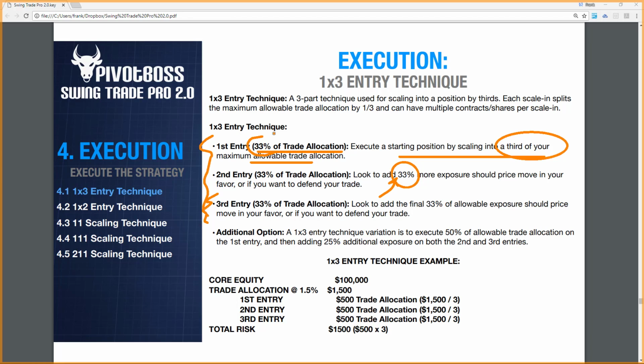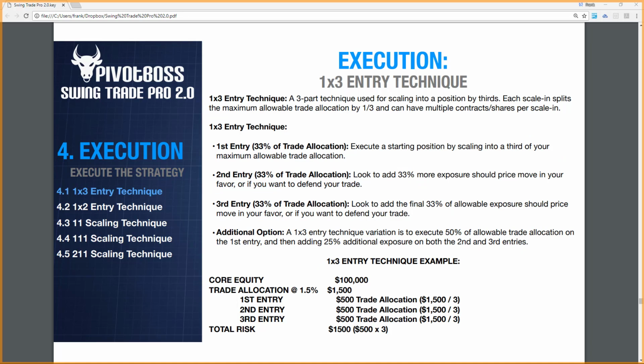So you're basically entering your trade in thirds. An additional option, a 1x3 technique variation, is to execute 50% of allowable trade allocation on the first entry and then adding 25% additional exposure on both the second and third legs. So there's two different ways here. Basically, the 1x3 says you're just entering in 3 different allocations. But again, here's a variation right here where you can basically enter 50% up front and then add a quarter of exposure on the next 2 legs. But either way, you're entering in 3 different chunks.